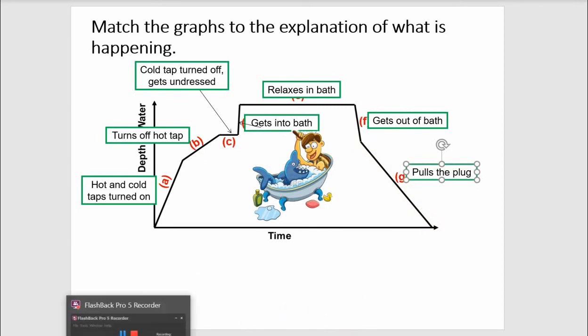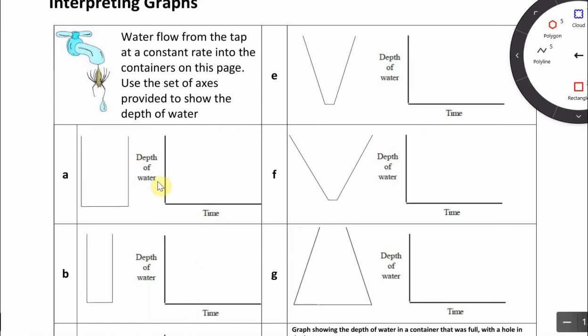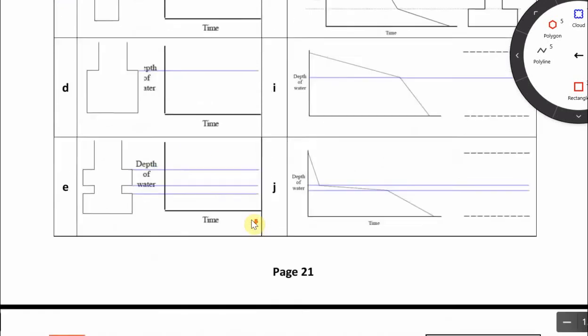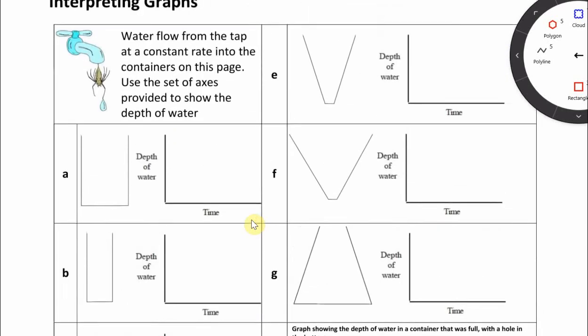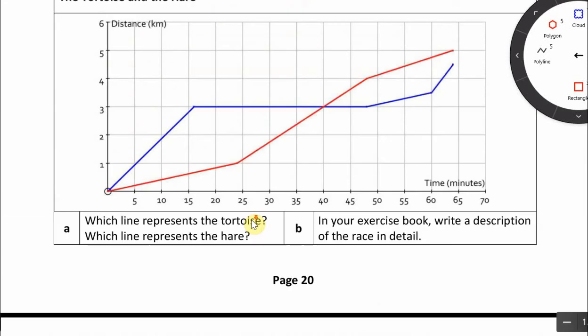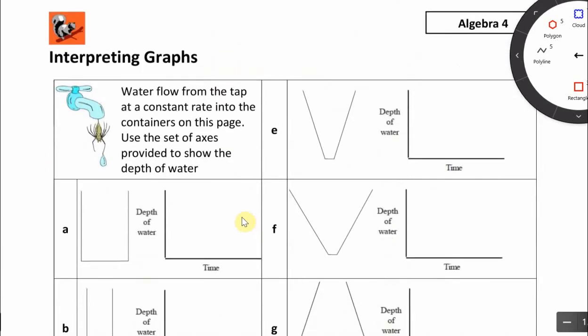It links with what we're going to move on to. So we're going to look at page 21. I'm going to skip the other pages because they're really for lessons. This is about water flowing from a tap at a constant rate into some different shaped containers, and we need to draw a graph to show what would happen to the depth of water as time increases.